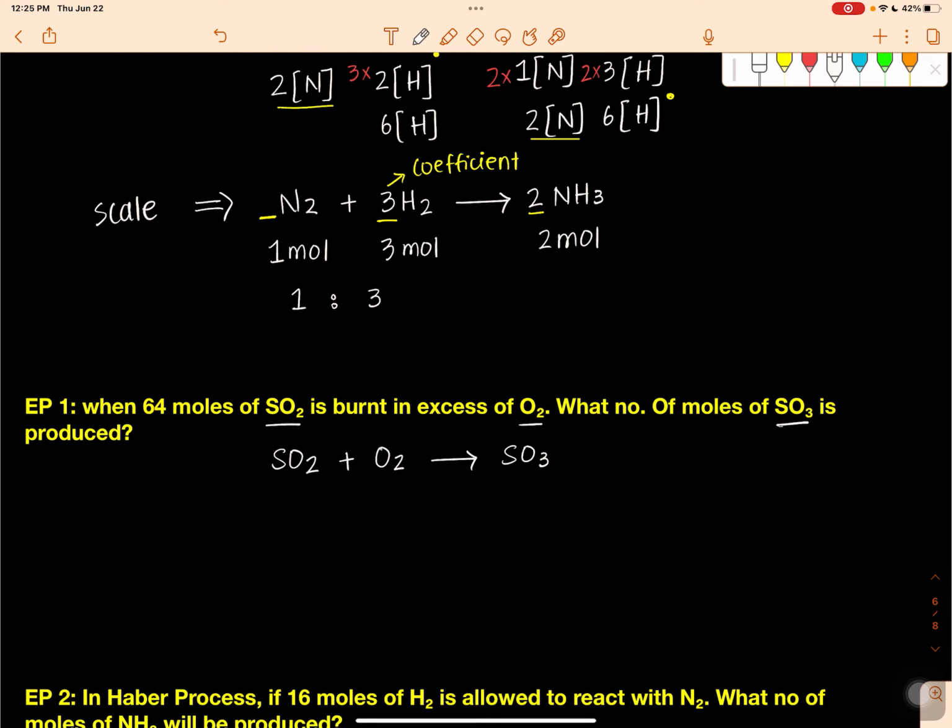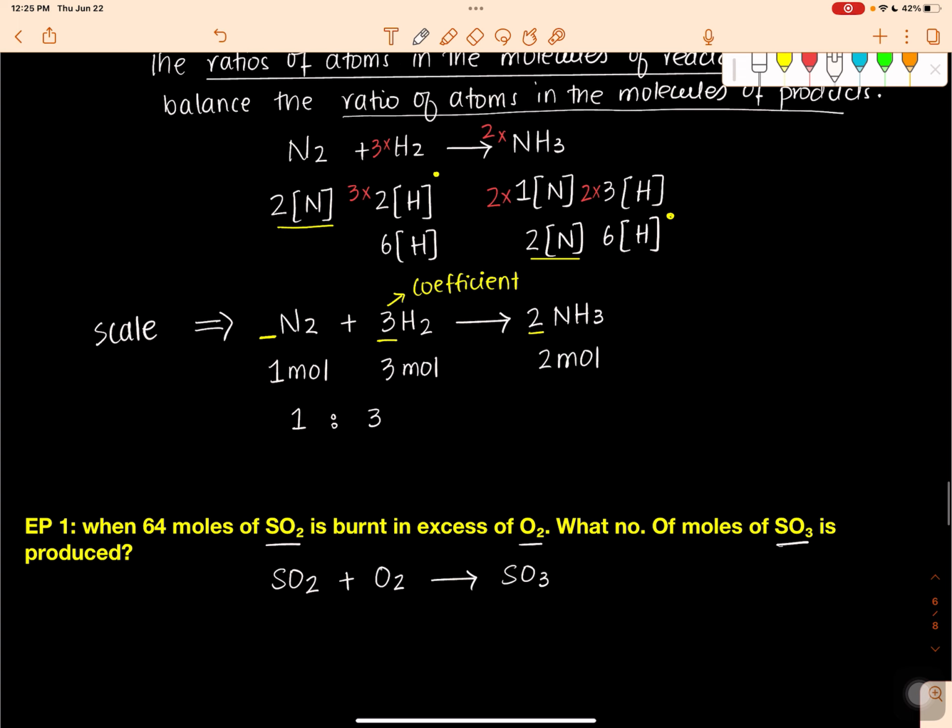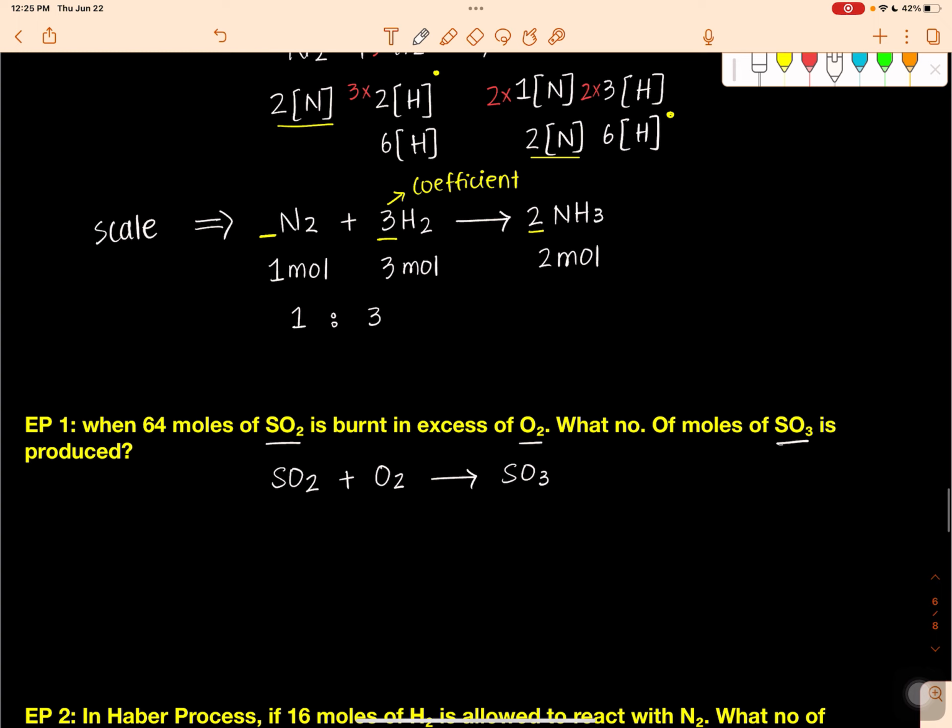We see that the equation is not balanced. We need to balance it. Using the above method or rules, you can balance it, and you will get that 2 moles of sulfur trioxide are being produced, and 2 moles of sulfur dioxide are needed to react with oxygen to produce those 2 moles of sulfur trioxide. So now this becomes a scale, and our scale is actually a balanced chemical equation.